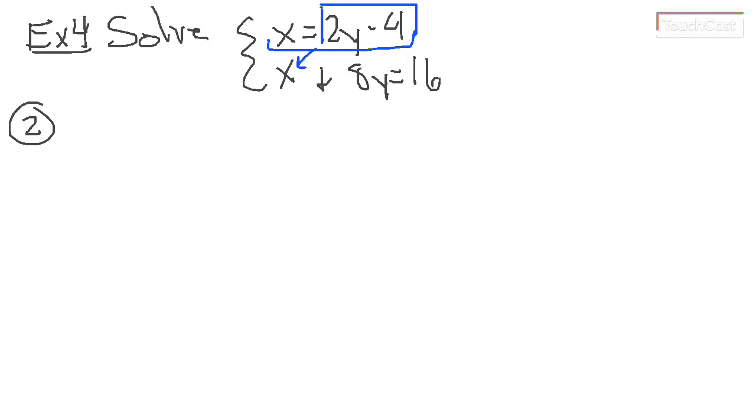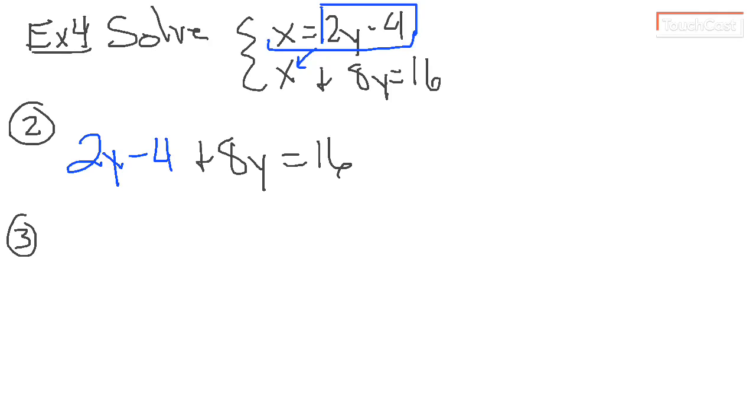So we're going to have 2y minus 4 plus 8y equals 16. All we did is we replaced the x in the second equation with what x is equal to in the other equation. So again, I'm going to start solving this, moving into step 3. I'm going to combine any like terms. 2y and 8y, that's going to make 10y. And we're just going to bring our minus 4 down, and that's going to equal 16.